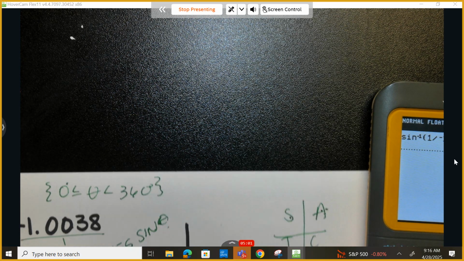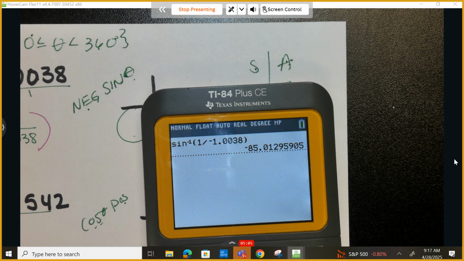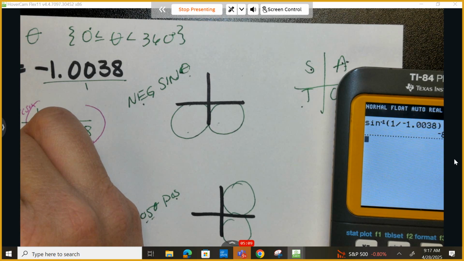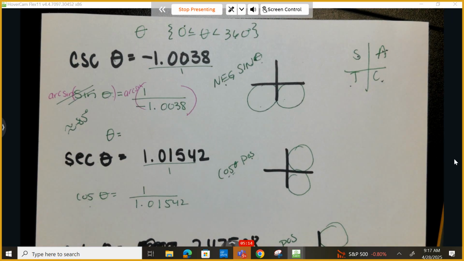0 all the way to 360. We are not going to have negative measurements. That doesn't mean that this is not correct. So I'm going to come off to the side. Okay, this is approximately negative 85 degrees.